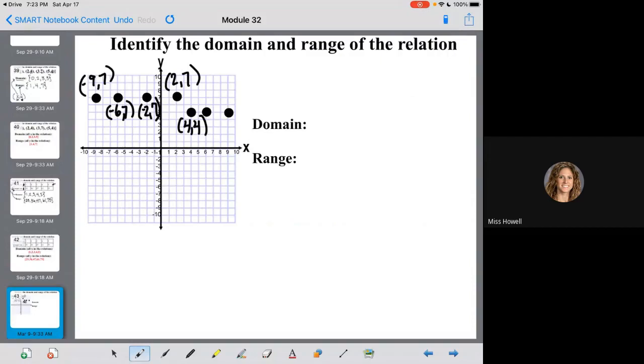Oops, 5. My fault. Couldn't see my own numbers over here. We're on the 5. All right, 4, comma 5. Oh, gosh.